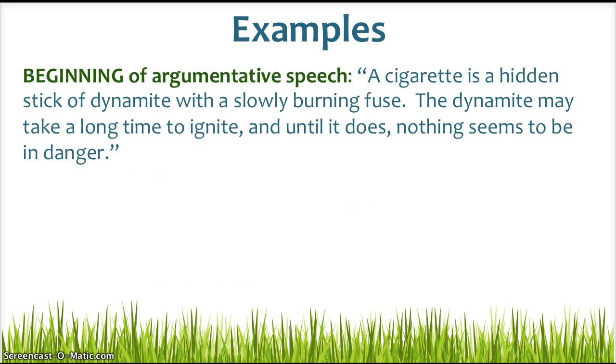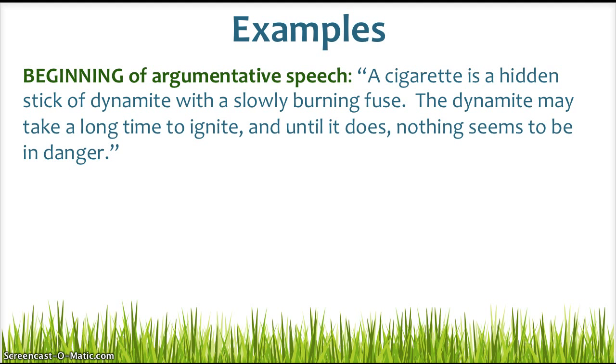Okay, the next example is what's used in an argumentative speech. A cigarette is a hidden stick of dynamite with a slowly burning fuse. The dynamite may take a long time to ignite, and until it does, nothing seems to be in danger. By comparing a cigarette to a stick of dynamite, it's not only a great way to use a metaphor, but it's also showing the reader a different way to think about a cigarette habit.